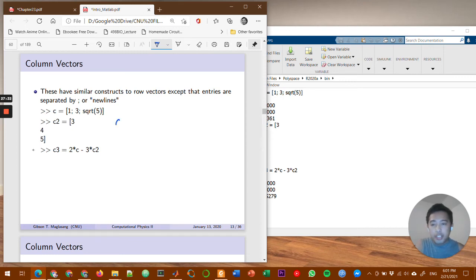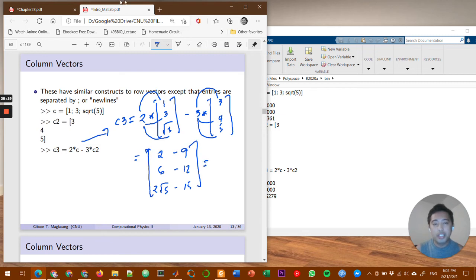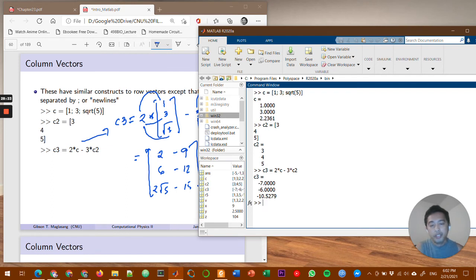So we have C3 equals 2 times the vector C, which is 1, 3, square root of 5, minus 3 times 3, 4, 5. Right? So that's 2 times 1, that's 2, minus 3 times 3, that's 9. 2 times 3, that's 6. 3 times 4, that's 12. Then 2 times square root of 5 minus 3 times 5, that's 15. And the result is negative 7, negative 6, and negative 10.5279.